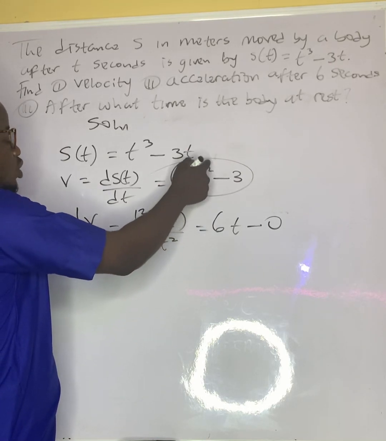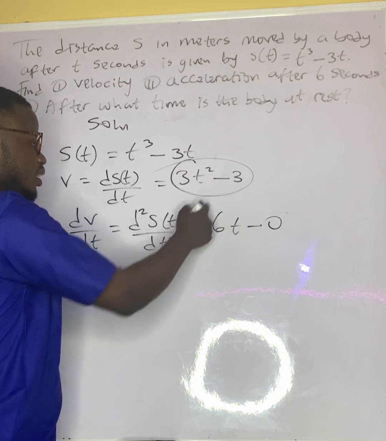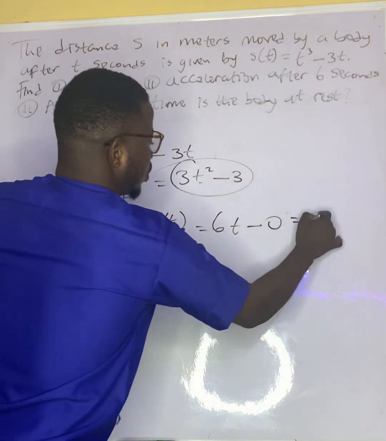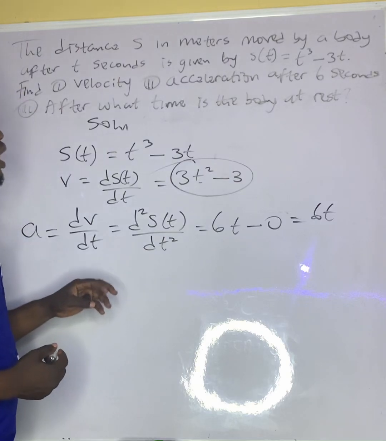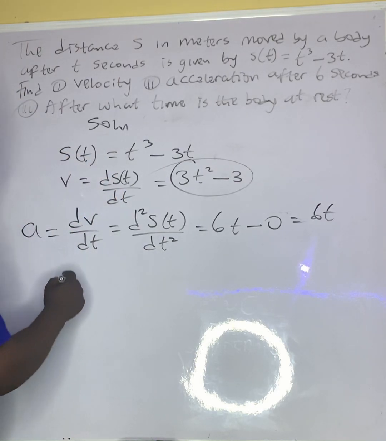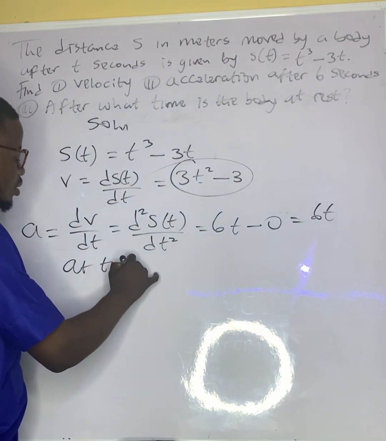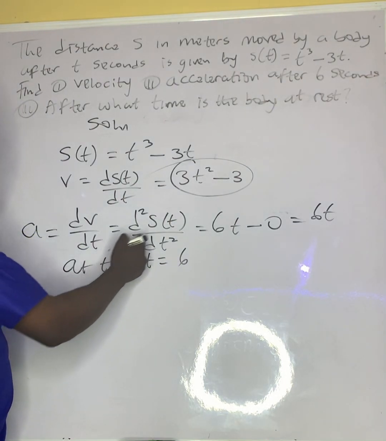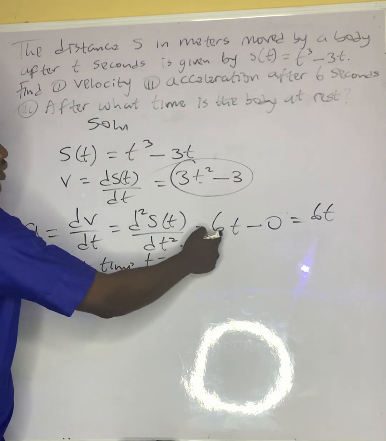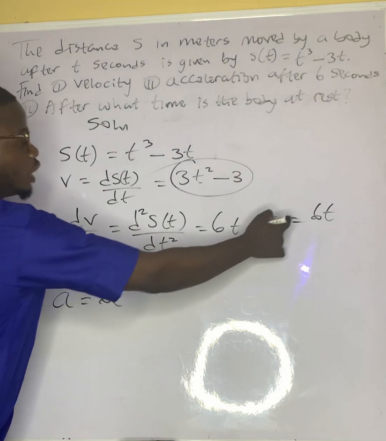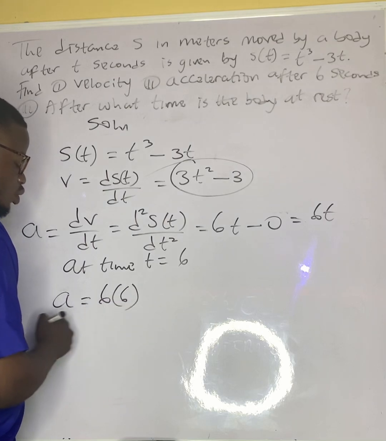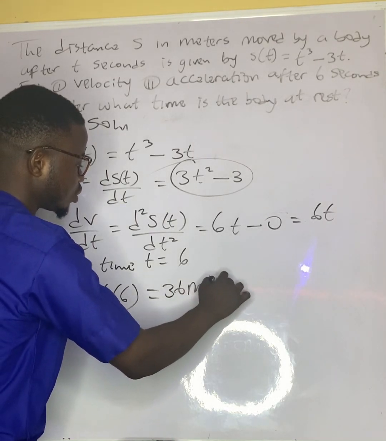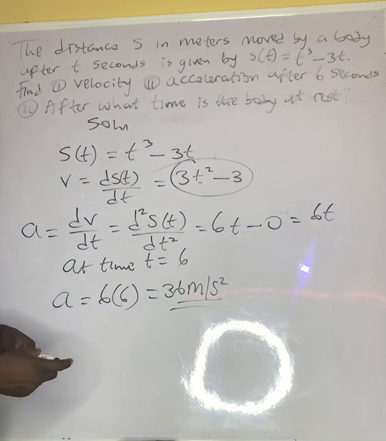So differentiating 3t squared, that will give us 6t. Differentiating minus 3, that's a constant, so this 3 is a constant, that will give us 0. So this will give us 6t. Now to obtain the acceleration after 6 seconds, so at time t equals 6, we just substitute the value of t to be 6. So 6 times 6, that will give us 36. That's meters per second squared. So that is the acceleration.